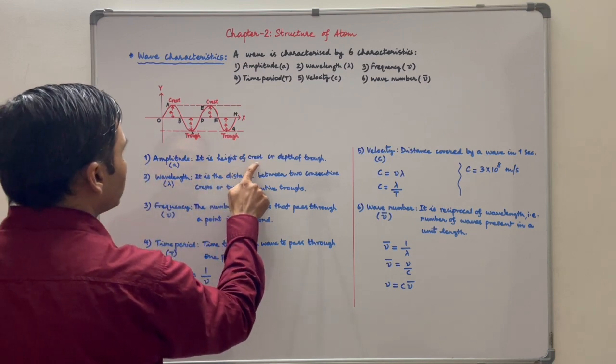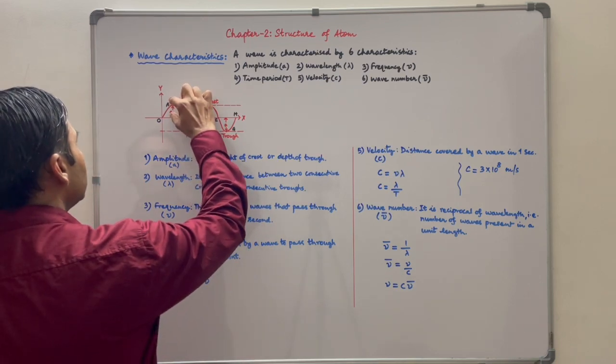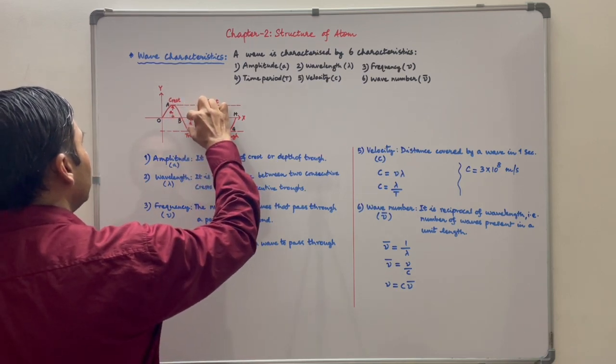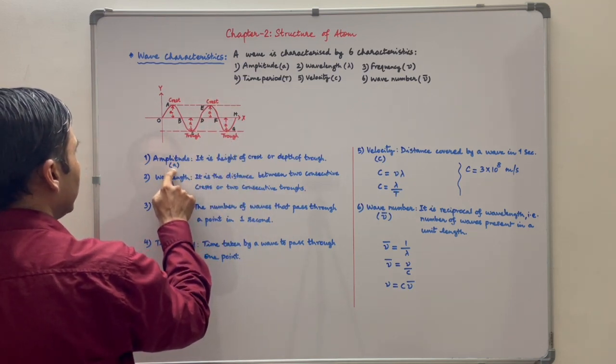It is the height of crest or depth of trough. In this figure, this is height of crest and this is depth of trough. So it is called as amplitude. It is represented by small a.